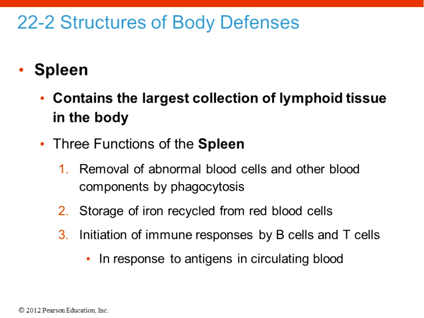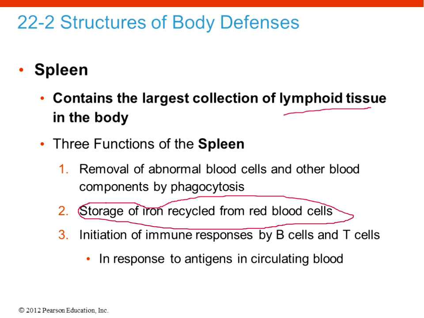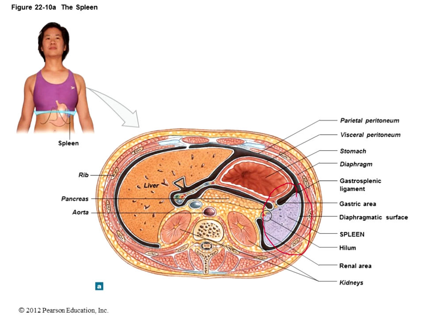The spleen has a large collection of lymphoid tissue in the body. As we know, we saw some functions of the spleen associated with the cardiovascular system. One of the big things is that it stores iron and recycled components from red blood cells. So there are platelets and other types of things found in the spleen. But also it helps with removal of abnormal blood cells and initiation of the immune response, right? Because it's going to stimulate T cell and B cell formation as things are moving. So the spleen will play a significant role in our body's defense as well.